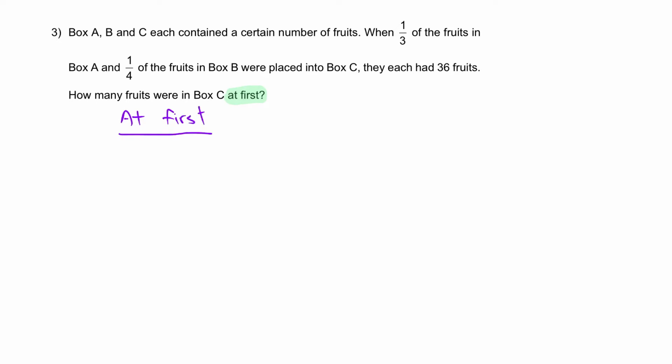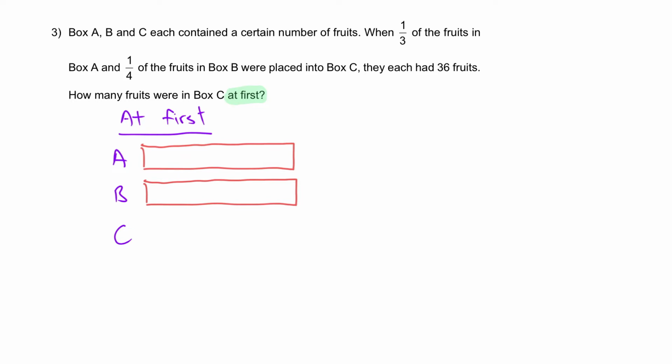So what is at the end? We have box A, we have box B, and we have box C. They each had 36 fruits, so equal number. That is the meaning, right? So here, equal number, 36, 36, and 36. Box C is 36, after receiving from A and B. Alright, so we are done with this.